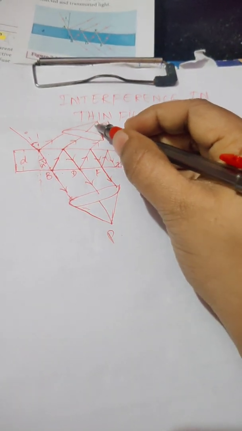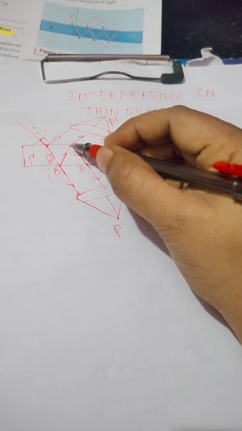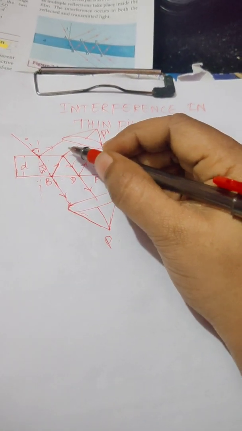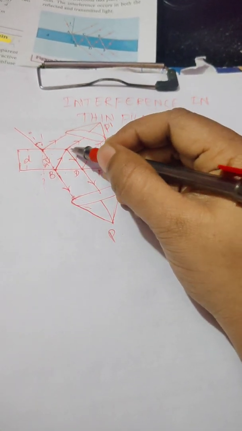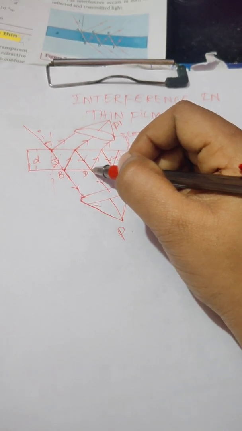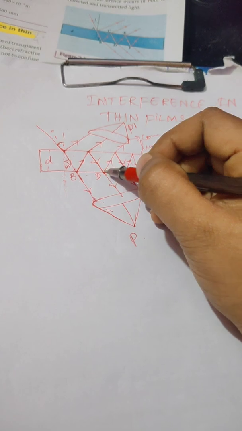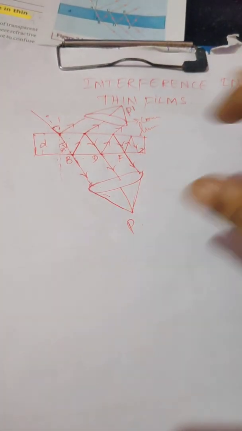Again this goes here. Afterwards, from denser to rarer, this ray will go like this and some will get refracted. Again this ray will go from here to here and come back like this. The same thing happens here. Then we'll move into the topic.